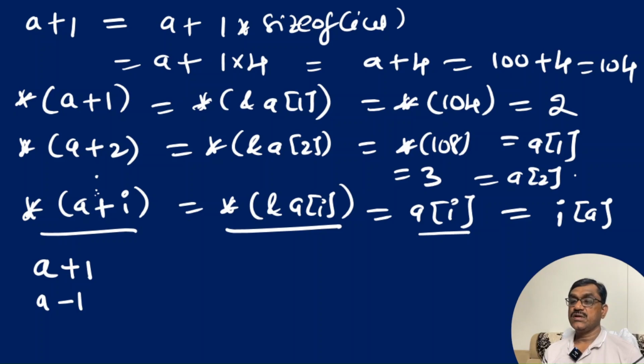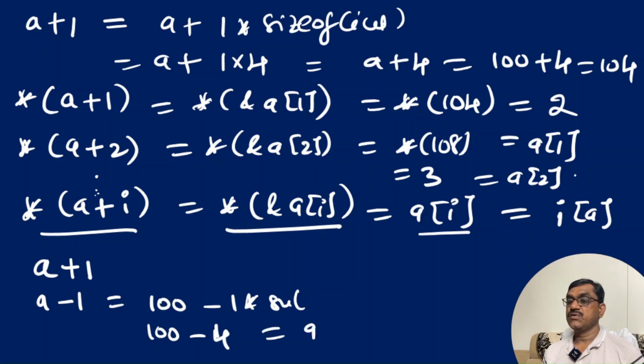Okay. A minus 1 means just we are subtracting the address. So similar to A plus 1, A minus 1 equals to, we can write it as 100 minus 1 into size of integer. That means 100 minus 4. 100 minus 4 means we are going to get it as 96, meaning we are moving to the previous location, previous element. So A plus 1 is valid, A minus 1 is valid.